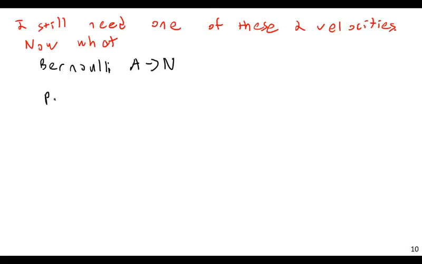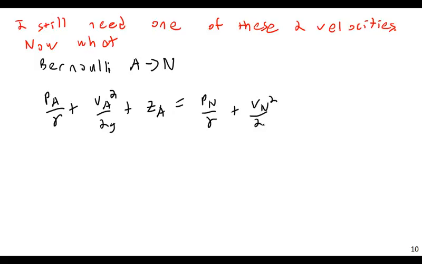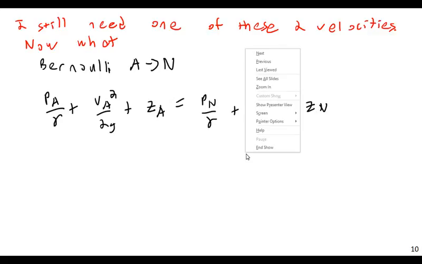Anyway, so PA over gamma plus VA squared over 2G plus ZA is equal to PN over gamma plus VN squared divided by 2G plus ZN. Okay, now I can start eliminating some things.